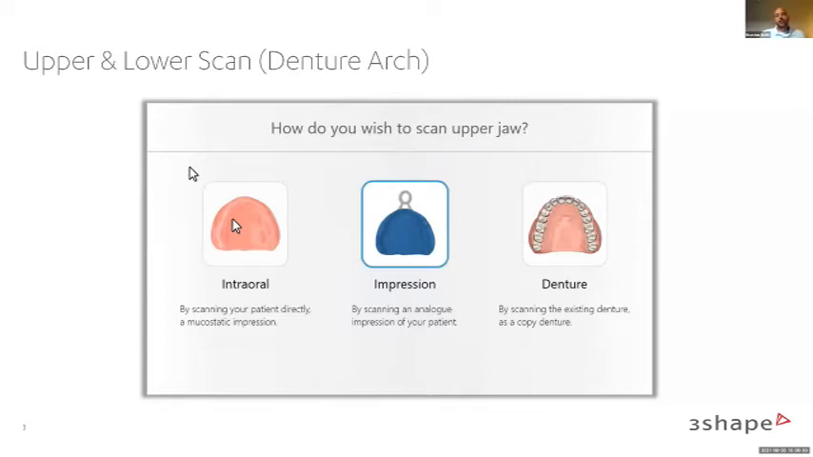So you can actually scan a patient intraorally. You can scan an impression. So impression would be impression trays. It would also be when you're scanning a wash impression inside of a denture. And then you have the ability to also scan dentures. That would be more for a copy denture. So if you're going to duplicate a denture, you would use that option.